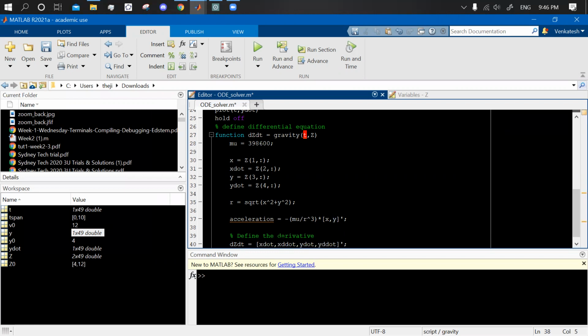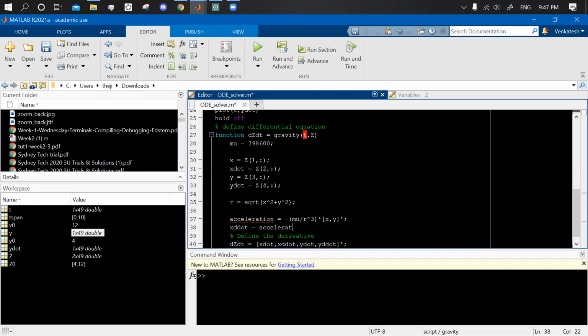Then I can say x double dot is the first value in acceleration, and y double dot is the second value. That's one way you can do it. The other way is to just automatically write it as x double dot and y double dot. It really doesn't matter, it's only a matter of preference.